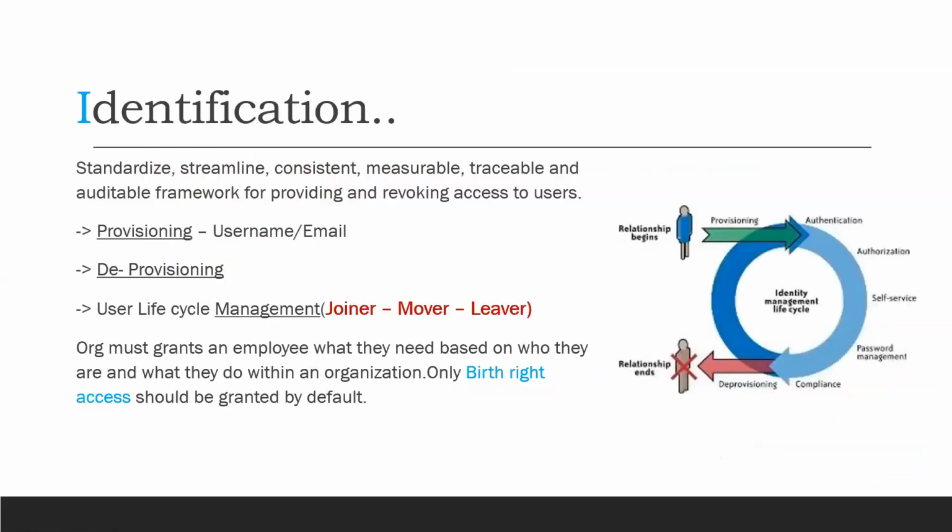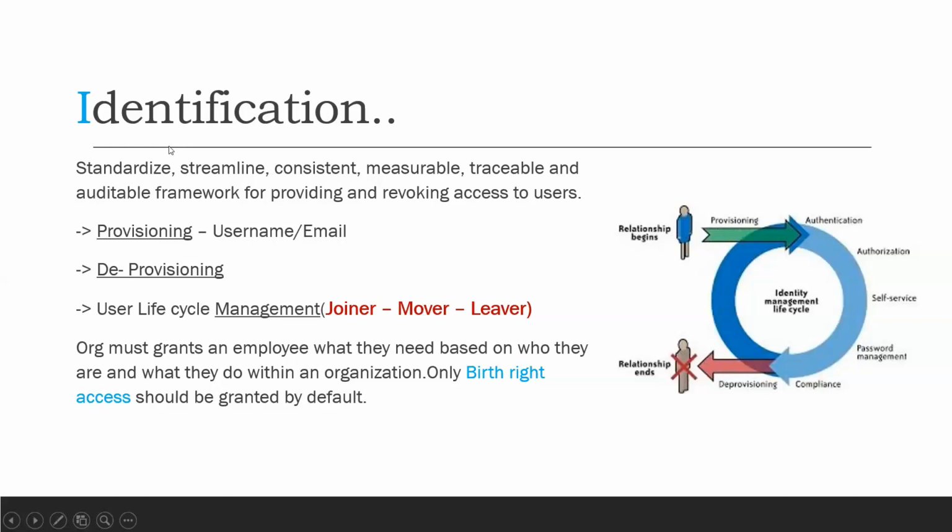Now we come to identification. We have seen that we don't trust anyone. Everyone who comes there, whether it is a CEO, a normal employee, or a trusted user, has to do identification and authentication every time, and we have to check their authorization when they perform any operations. So identification, the first part of IAAA, consists of three subcategories. One is provisioning, second is deprovisioning, and third is user lifecycle management.